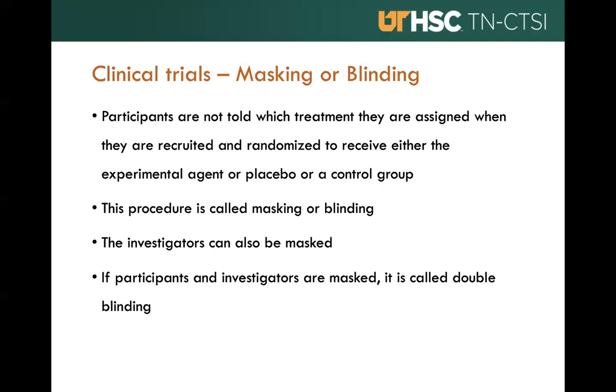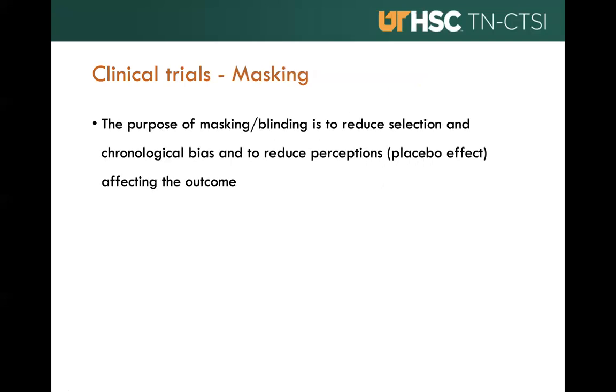And the same can be said about the investigators. If they know which arm the participant belongs to, they can also make a biased assessment about the outcome of the intervention. So masking or blinding takes care of that and reduces the effects of bias introduced by the investigators or the patients or participants. The purpose of masking or blinding is to reduce selection and chronological bias and to reduce perceptions such as placebo effect affecting the outcome.